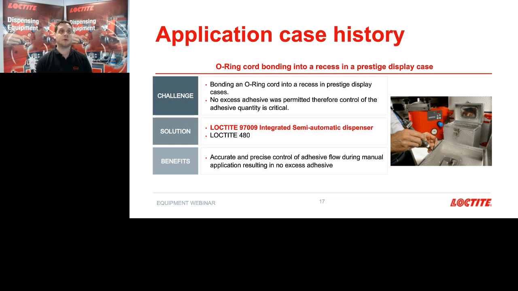The solution to this was that we used the integrated semi-automatic dispenser with the ergolock valve, and the adhesive that we used was Loctite 480, which is a black rubber toughened cyanoacrylate. The benefit of using this equipment in this application was that we were able to give precise control of the adhesive flow during the manual application, and this resulted in no excess anywhere, so they always got the desired result.